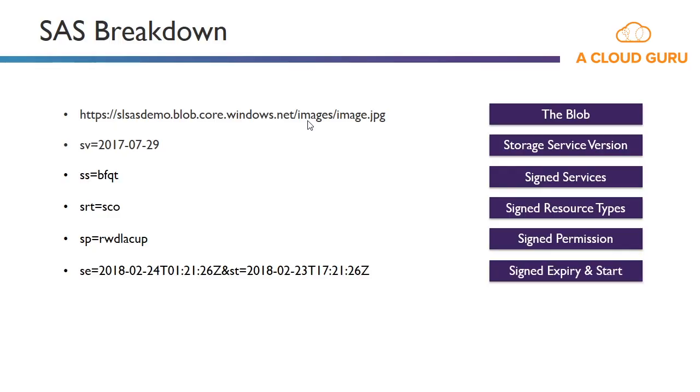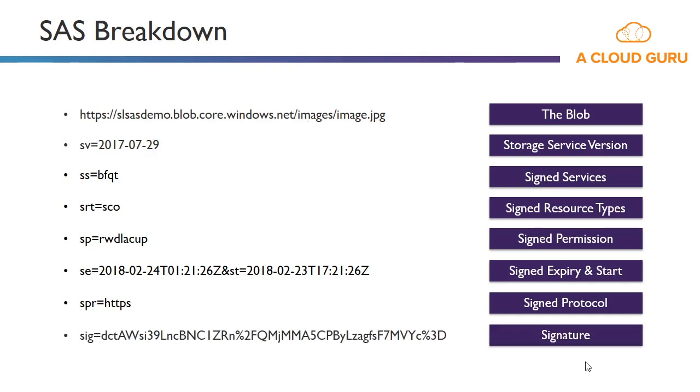If we go a little further, then we have our signed expiry and start. The SE is the expiration date and time for this SAS, and the ST is the start time. Finally, we have signed protocols. In this case we've got HTTPS as the signed protocol. And finally, as you can see, we have signature, which is SIG equals and then the whole hash that we have after it. That's really important because this is used to authenticate the request made with the shared access signature.